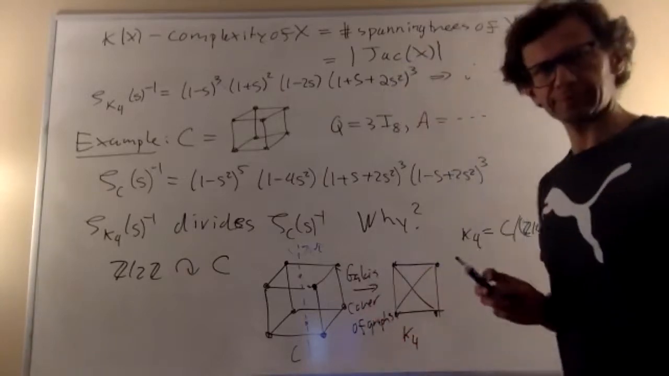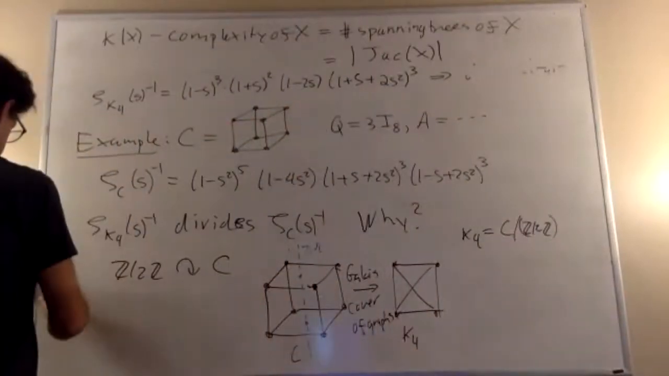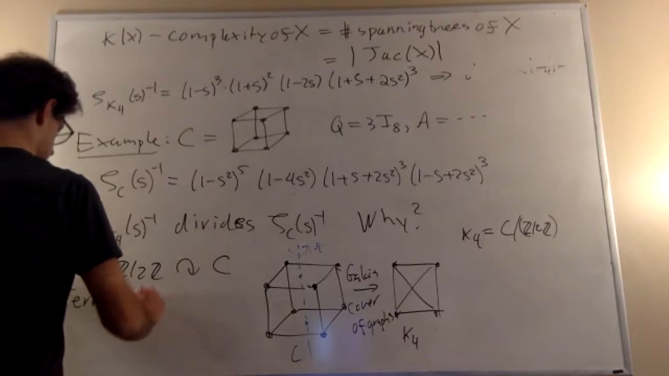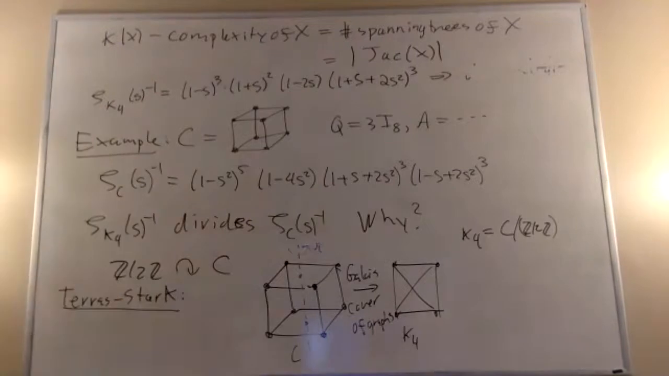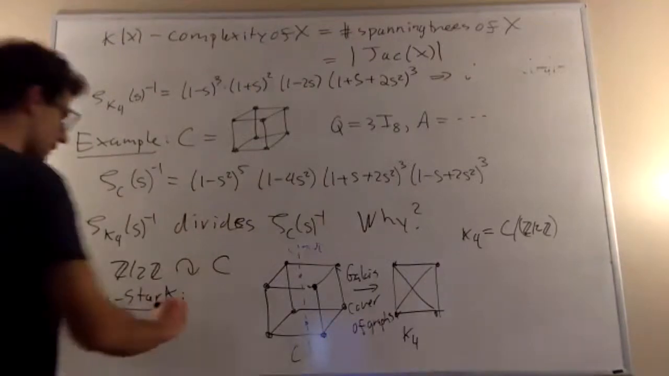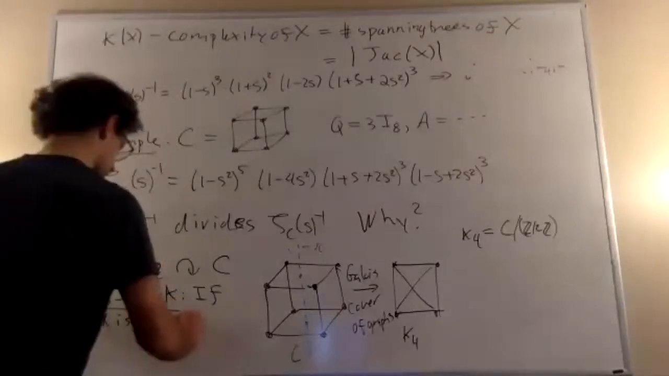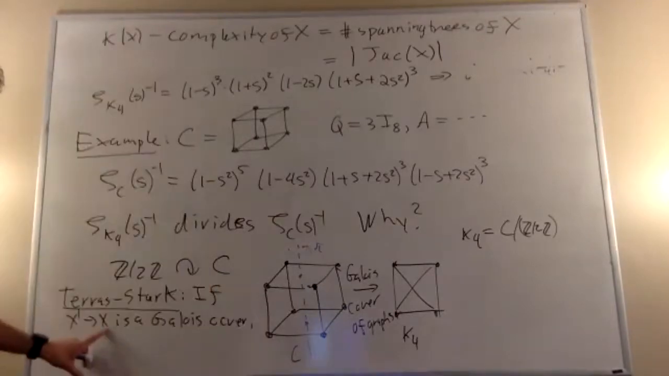Okay. And then there's a theorem due to Stark and Terras, that if you have x prime to x is a Galois cover of graphs, then the zeta function of the target graph divides the zeta function of the source.